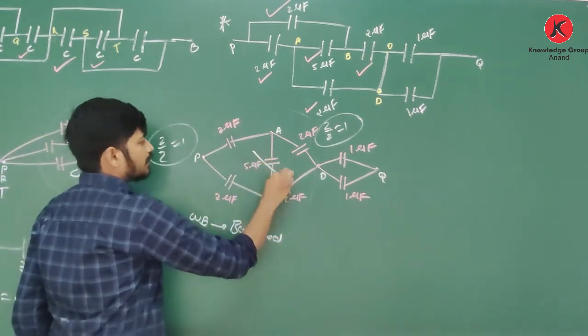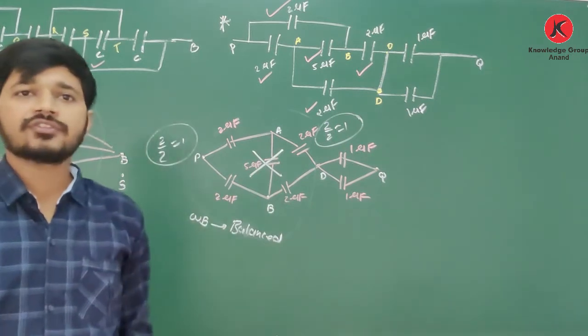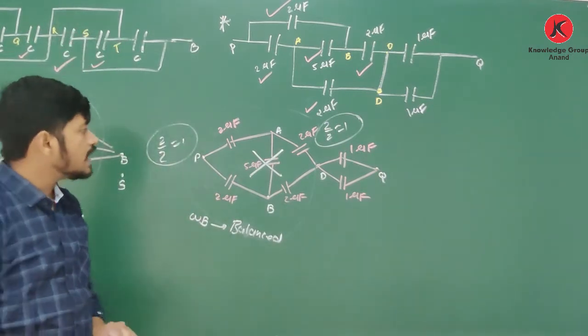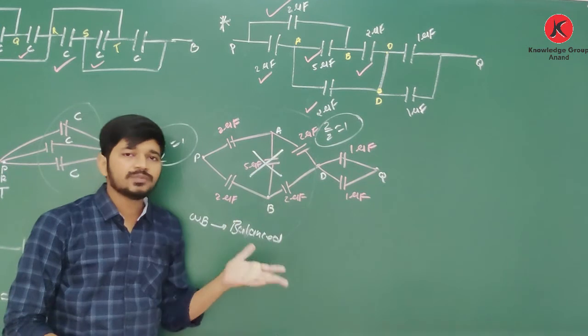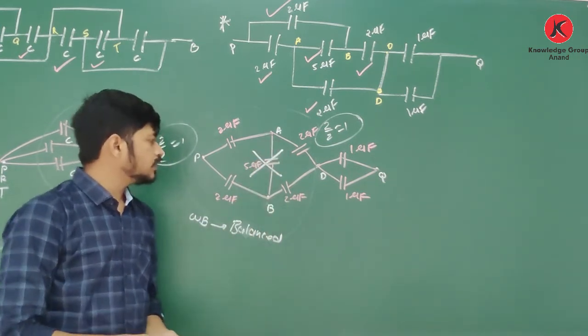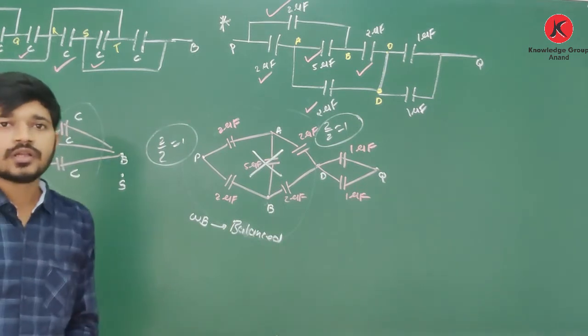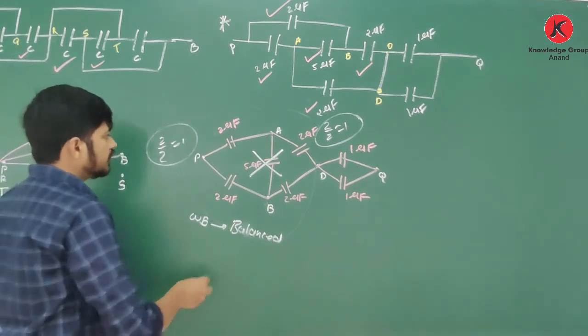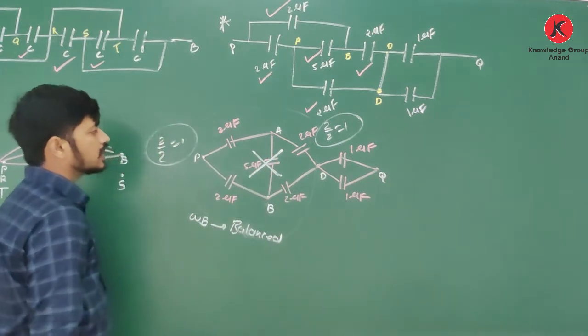So yes, this capacitor you have to cancel. This capacitor you have to ignore. Why? Because potentials of A and B will be the same. So yes, potential difference between them is 0. So the capacitance will be 0. Simple. Okay, so yes, here this capacitor you have to cancel out.